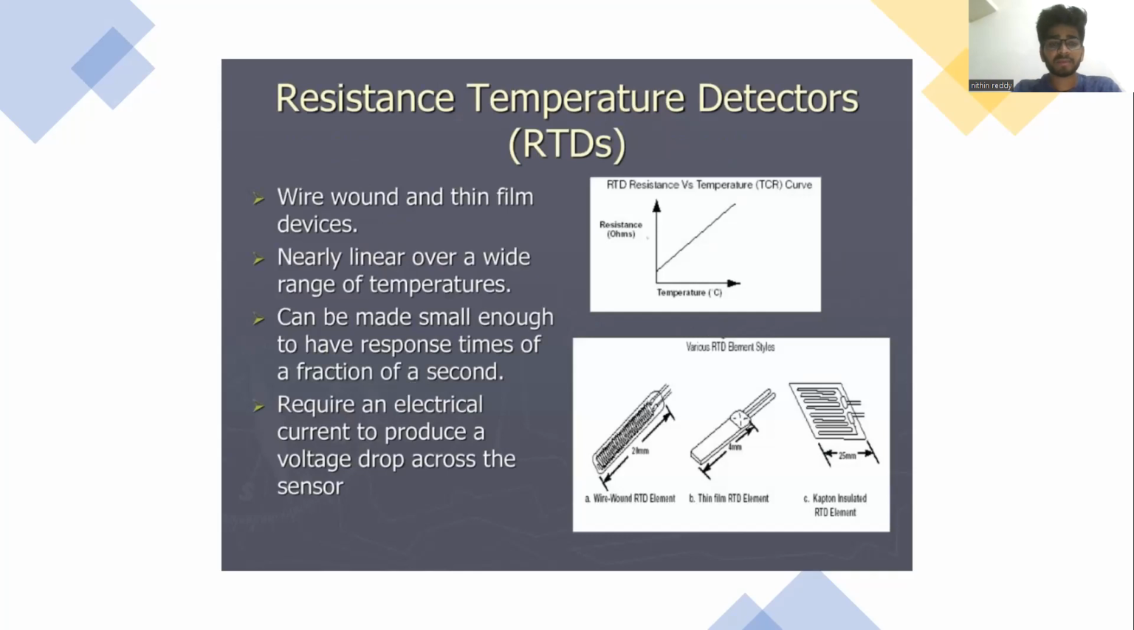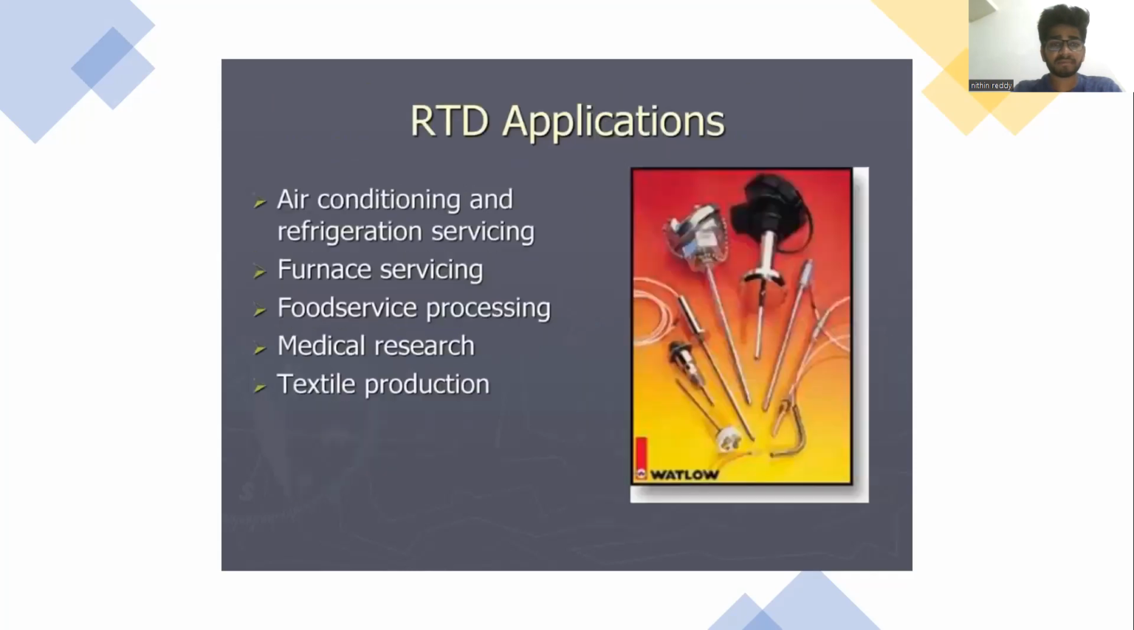Second one is resistance temperature detectors. Wire-wound and thin film devices, nearly linear over a wide range of temperatures, can be made small to have response times of a fraction of a second. Requires an electrical current to produce a voltage drop across the sensor. Its applications are air conditioning and refrigeration servicing, furnace servicing, food servicing, medical research, and textile production.